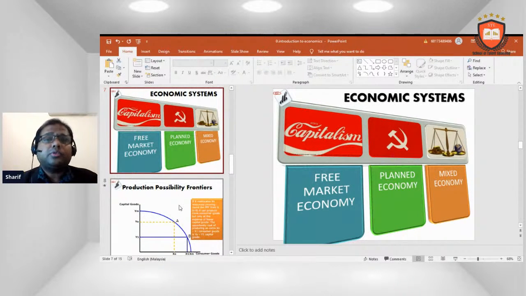In the economic systems, we have free market economy, like capitalism, we have planned economy like socialism, and we have mixed economy. Most of the countries are following this mixed economy.